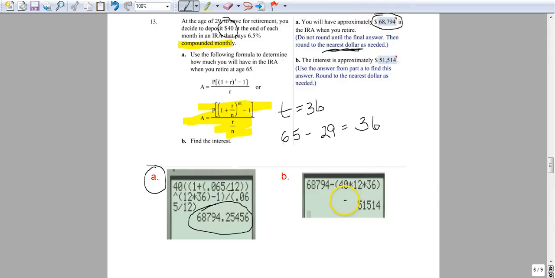And then part B, the interest. How much is the interest? Well, that's the amount we have, but if you subtract all of the deposits that we made, we deposited $40 a month, 12 months in a year for 36 years. So a payment of $40 times 12 months per year times 36 years, if we subtract that from the total amount that we're going to have, we're left with $51,514. That's how much interest we made.